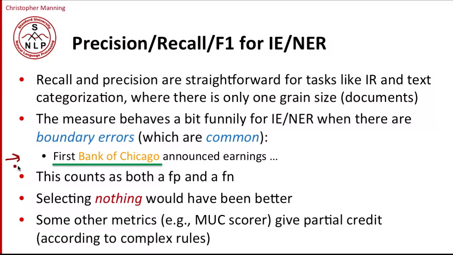So here's the piece of text: First Bank of Chicago announced earnings. And the correct entity is right here, First Bank of Chicago, which is a single organization name. However, our system made a little bit of a boo-boo. Our system has said Bank of Chicago is the name of an organization. And so that means it's made a boundary error. It's got the right boundary of the entity correct, but it's got the left boundary of the entity wrong. And this is the kind of error that NER systems make a lot.